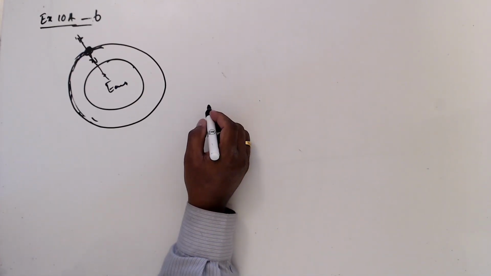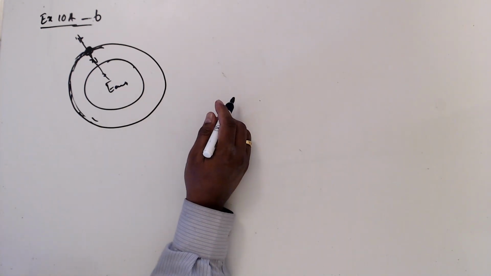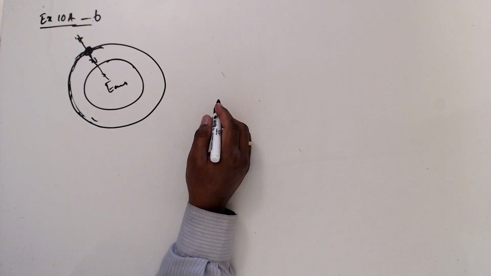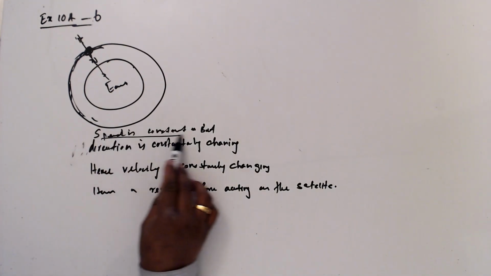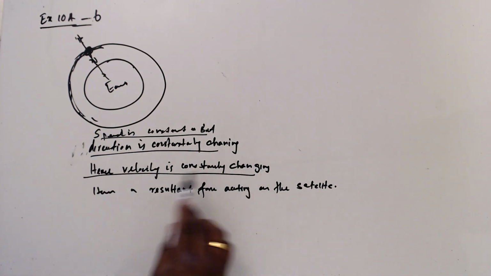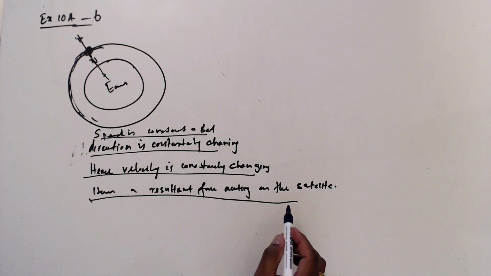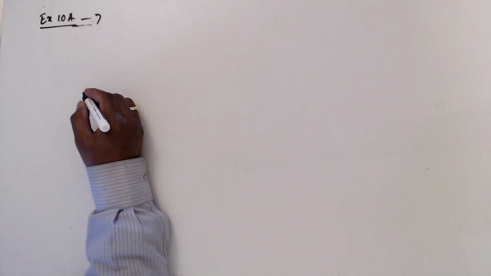The question is, is any resultant force acting on the satellite? Yes. Speed is constant, but direction is continuously changing. Hence velocity is changing, hence a resultant force is acting on the satellite.